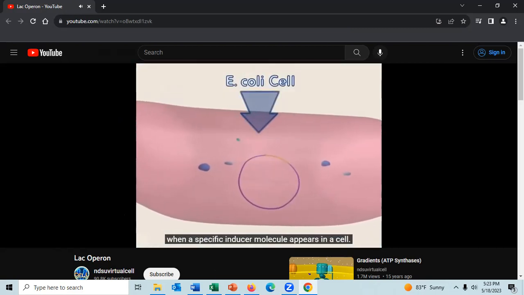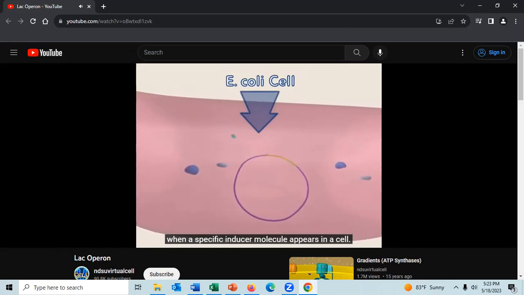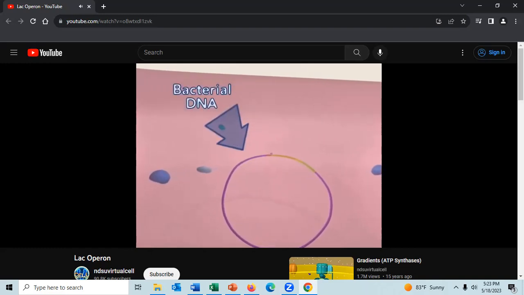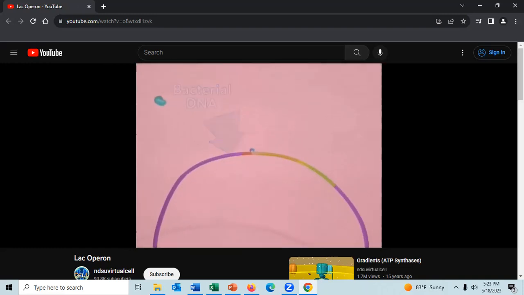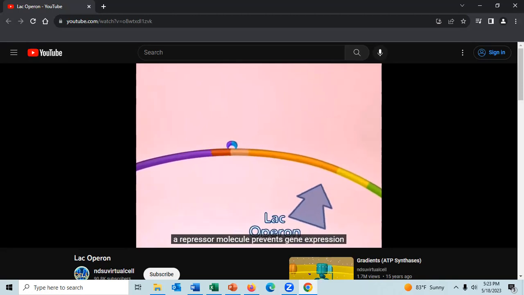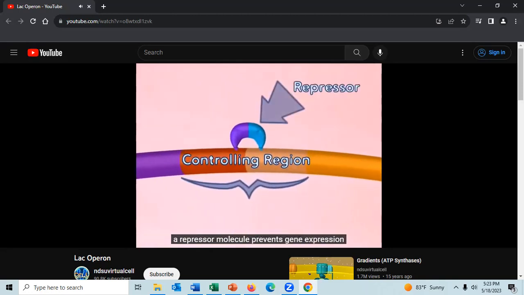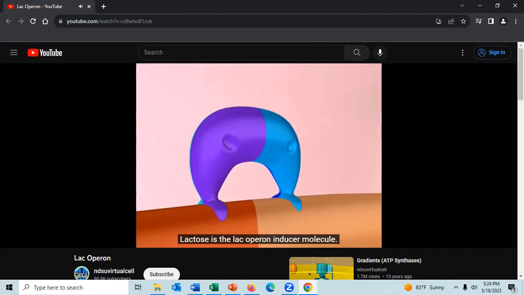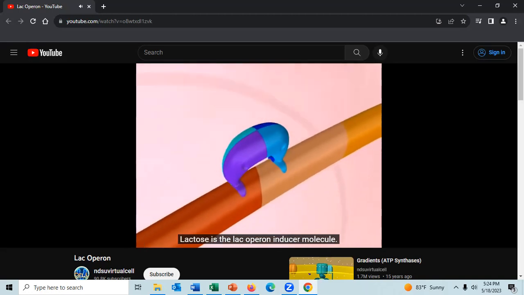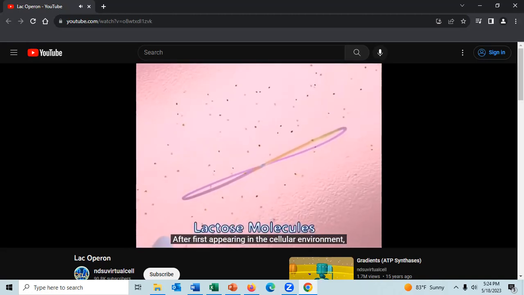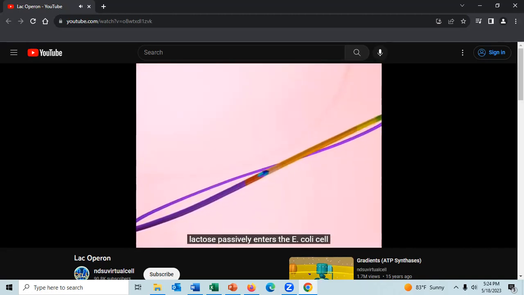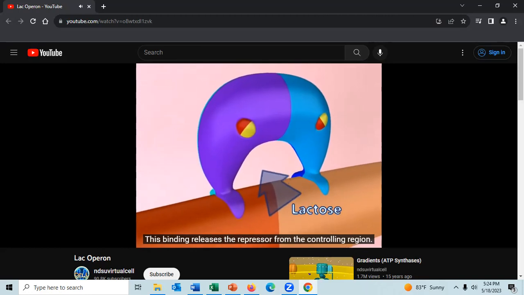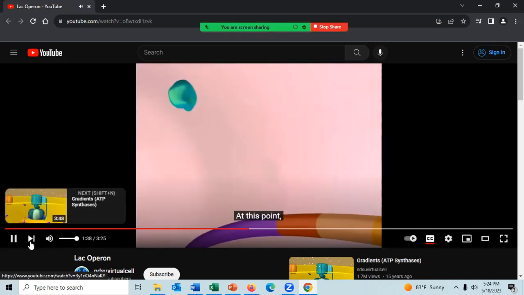Gene expression can be induced or turned on when a specific inducer molecule appears in a cell. For inducible systems, a repressor molecule prevents gene expression by binding to the upstream controlling region. Lactose is the lac operon inducer molecule. After first appearing in the cellular environment, lactose passively enters the E. coli cell and binds to the repressor molecule. This binding releases the repressor from the controlling.